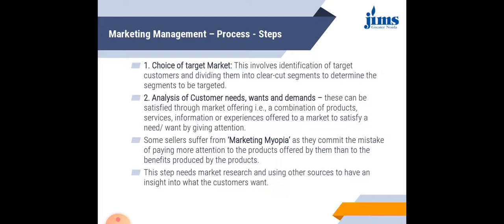Next let's put some light on the steps involved in marketing management as a process. First, the marketers need to choose the target markets, and this step includes identifying the target customers in the market and then dividing them into clear-cut small segments, right? So this includes the STP approach. One of the elements of STP is targeting. What is STP? Segmentation, targeting and positioning.